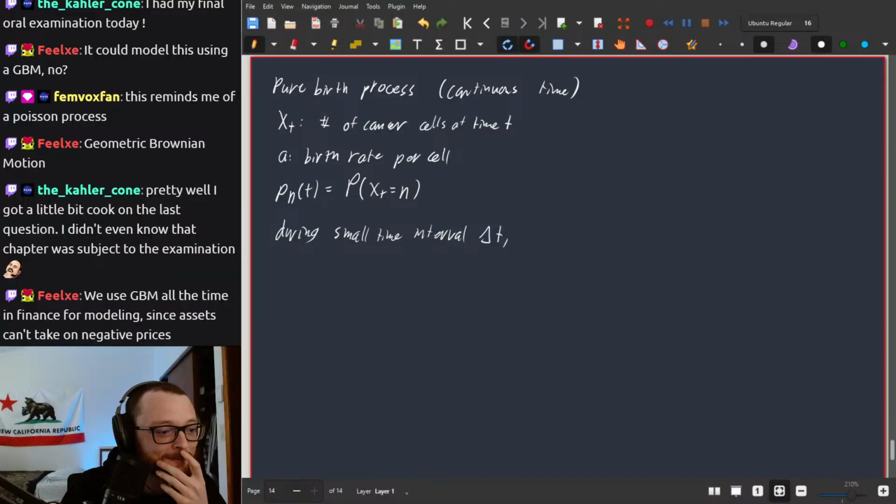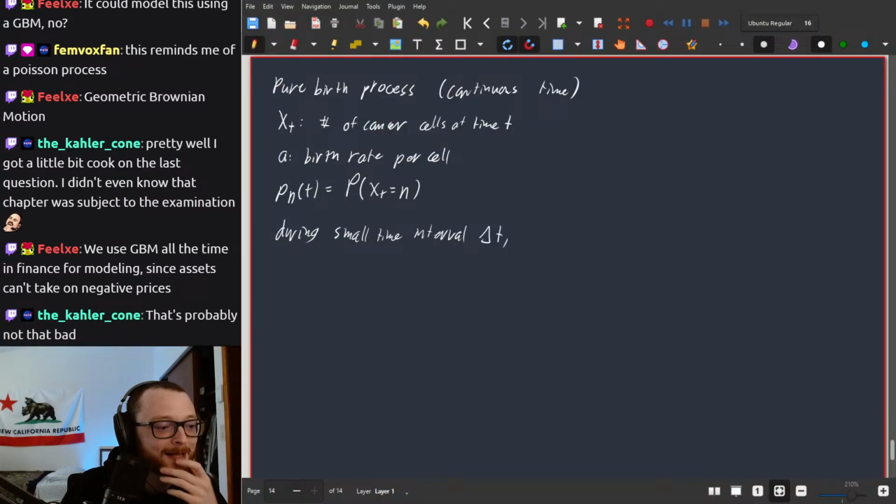Use GBM all the time in finance for modeling. Stats can't take on negative prices. Ooh, that's cool. Yeah, it depends on which homework problem you get, but that's still nerve-wracking.